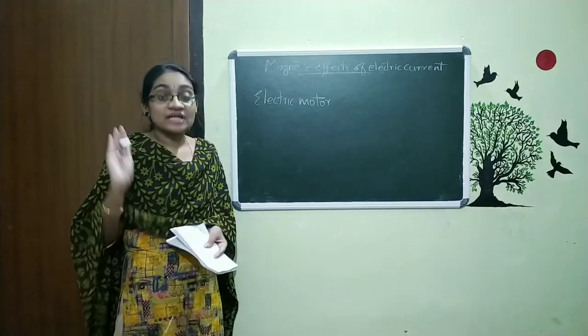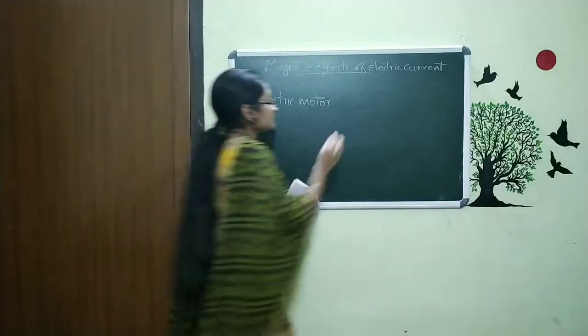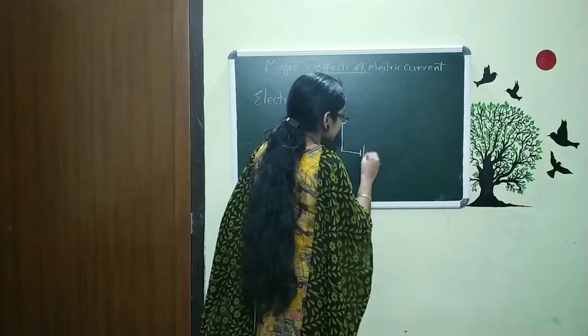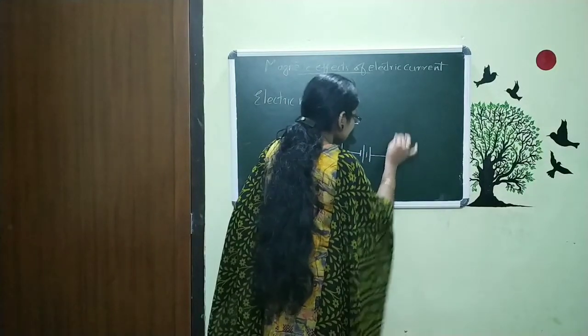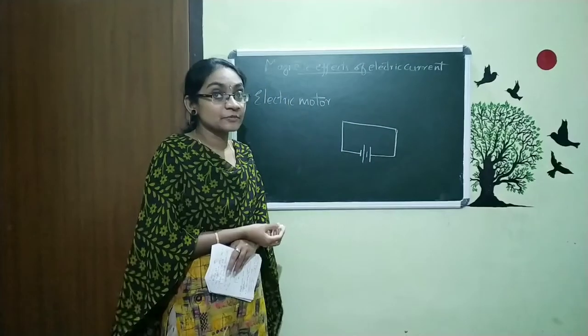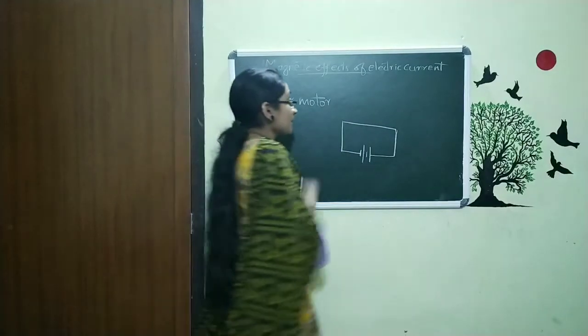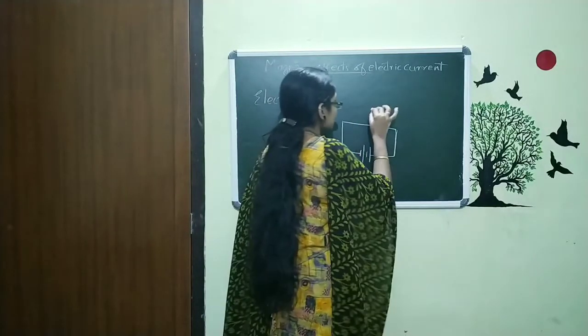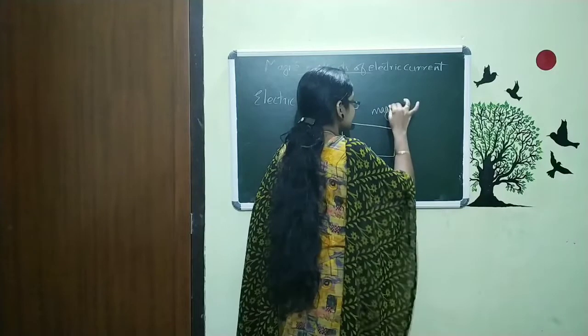In the last few classes, we discussed that within a conductor, when electricity is flowing through it, what happens? They produce a magnetic field around the conductor.